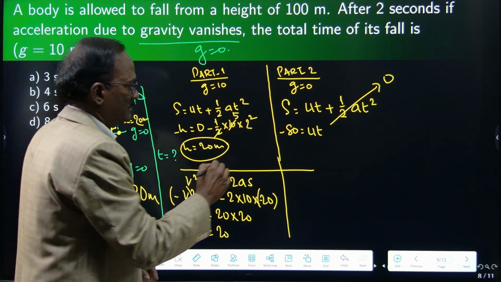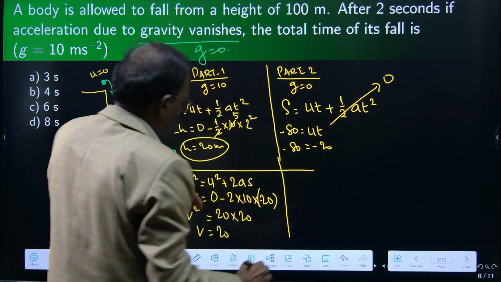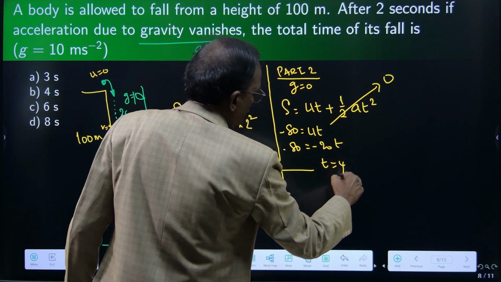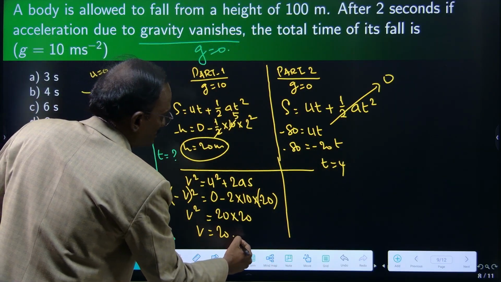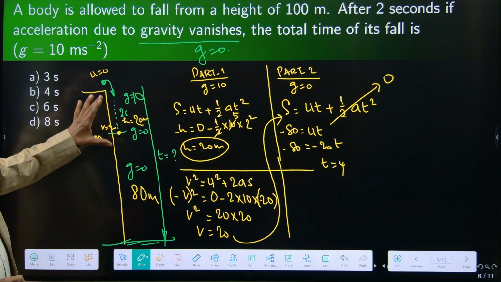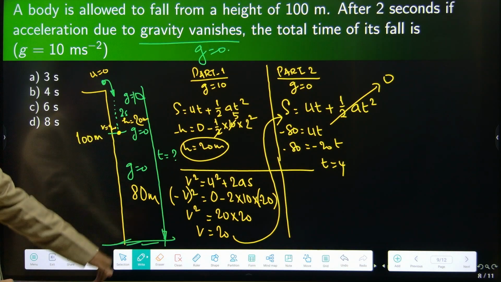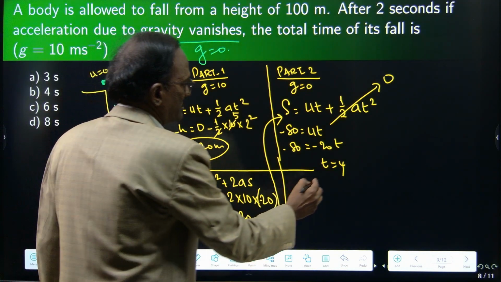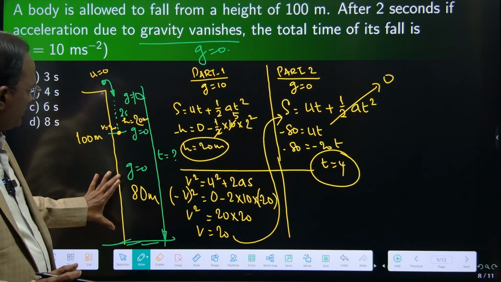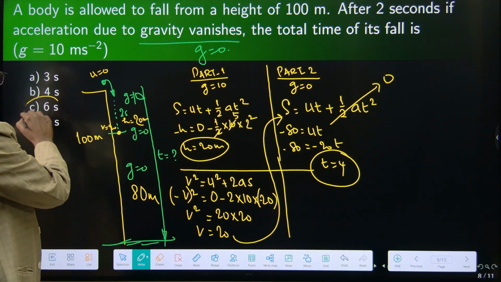That will be the initial velocity, minus 80 is minus 20 t, since it is coming down, I am using the minus symbol. So t is equal to 4 seconds, right? This final velocity at this point in part 1 will be the initial starting velocity for part 2, right? So t is equal to 4 seconds. So this time is 2 seconds. This time is 4 seconds. So total time is 4 plus 2, 6 seconds. Option C.